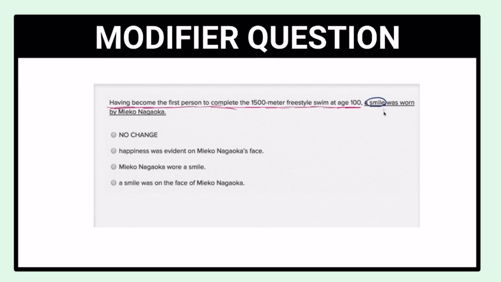So we're looking for an option where Mieko Nagaoka comes right before the comma to make this sentence as clear as possible, which is again option C. So as you can see, the only thing you have to do is read what comes before the comma, try to contextualize it, try to see what it is describing, and then you want the part right after the comma to quickly explain exactly what the part before the comma was.